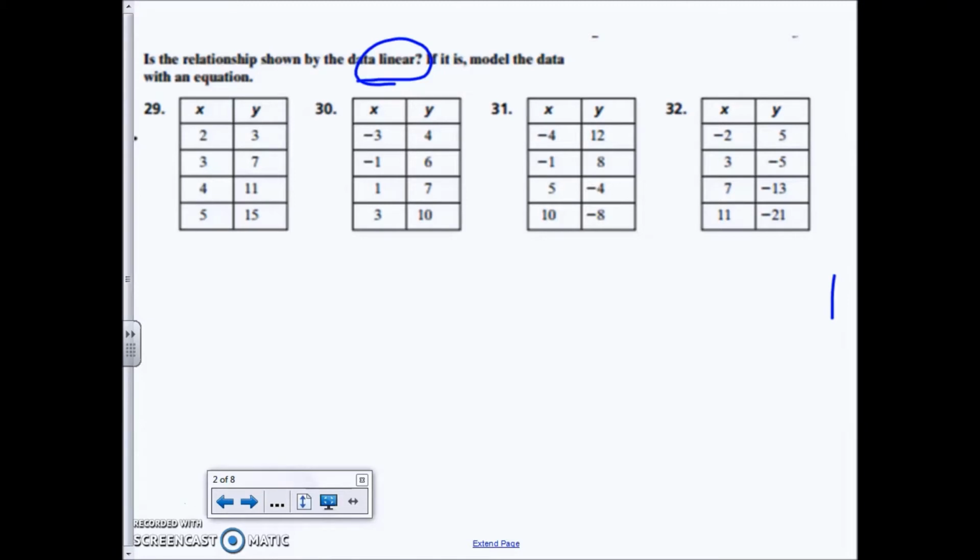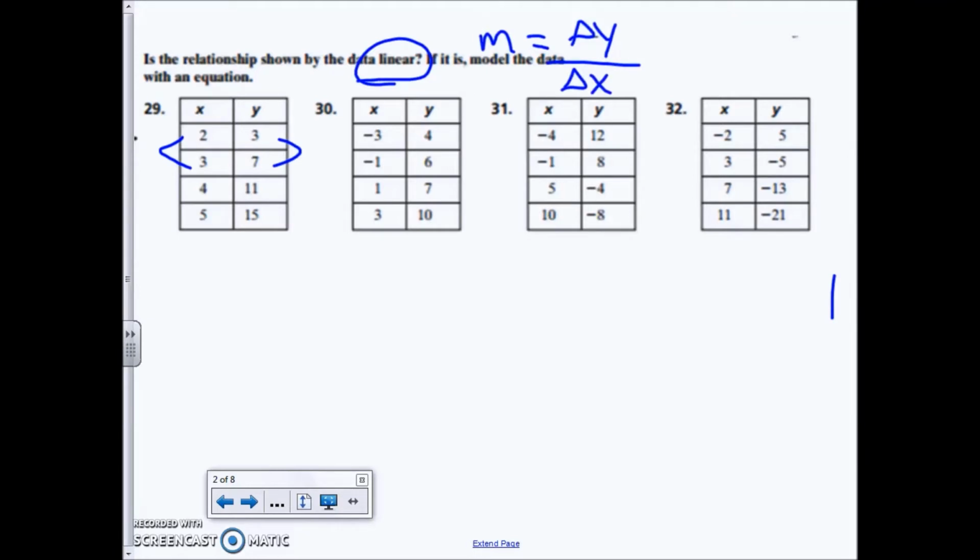We're not looking for the ratio of y over x, we're looking for the rate of change. So we're looking at the rate of change for the y versus the rate of change for the x. We want to know, is the slope constant? So that's the change in y divided by the change in x.